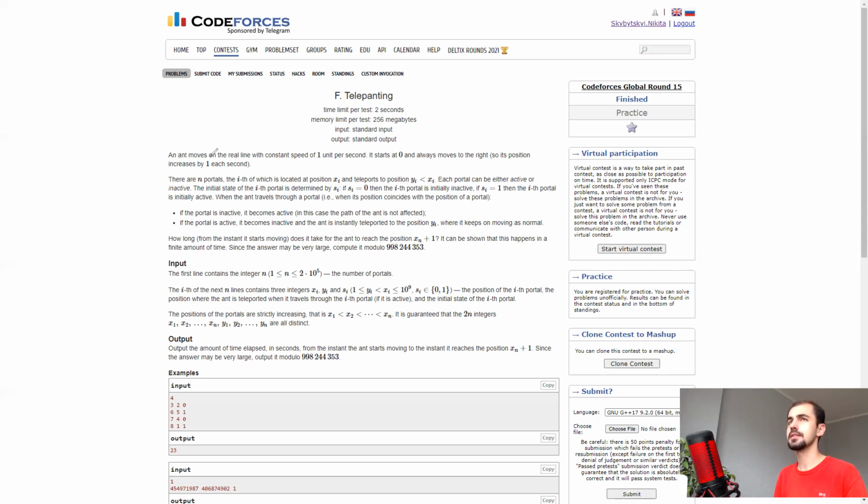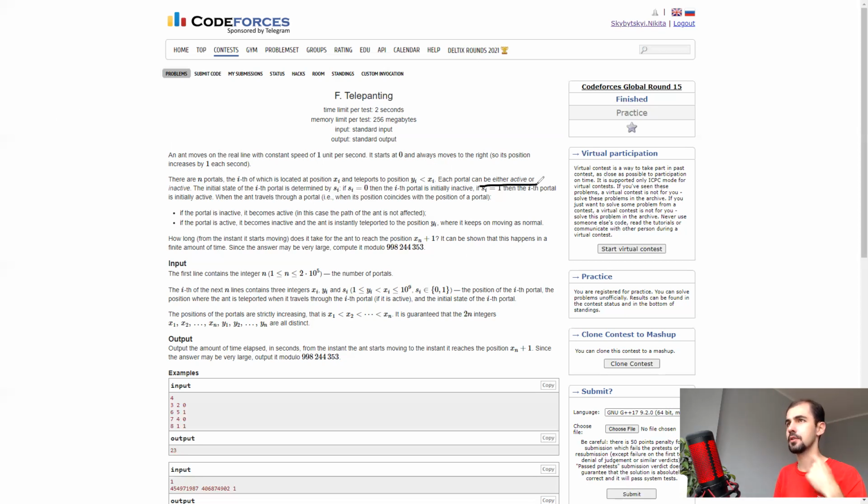So we only have one ant, and it moves on the real line with constant speed of 1 unit per second. It starts at 0 and always moves to the right, so its position increases by 1 each second. However, there are n portals, the ith of which is located at some position xi and teleports to a position yi that is before xi. So the ant is trying to move to the right, but some teleports may take it backwards.